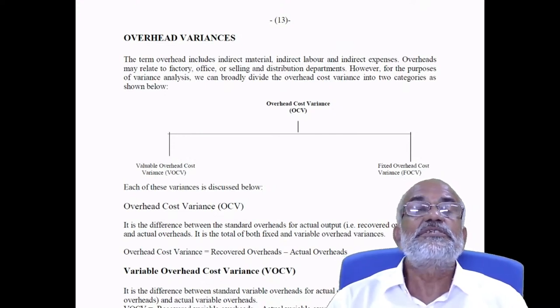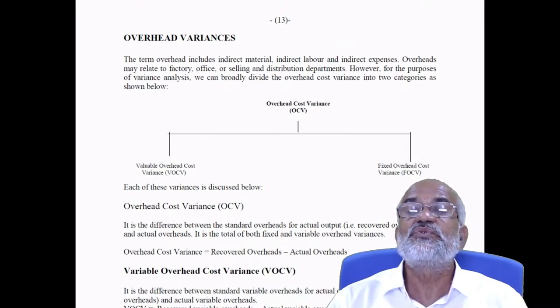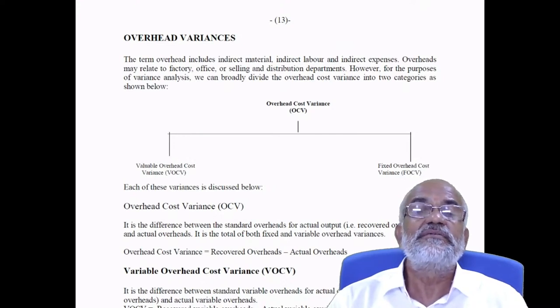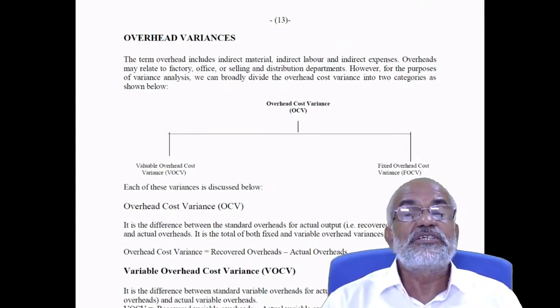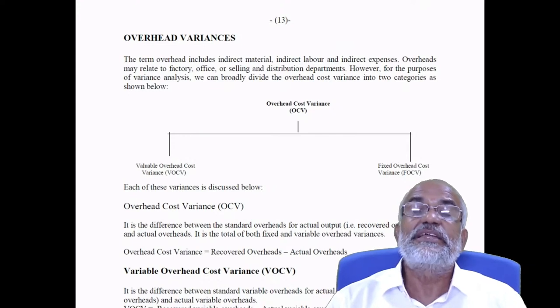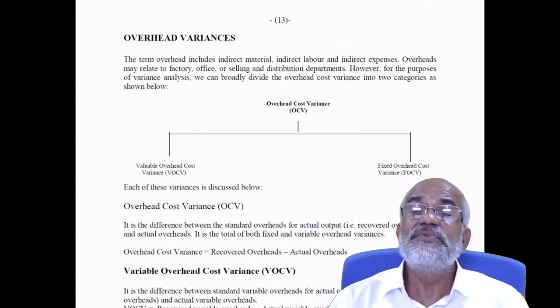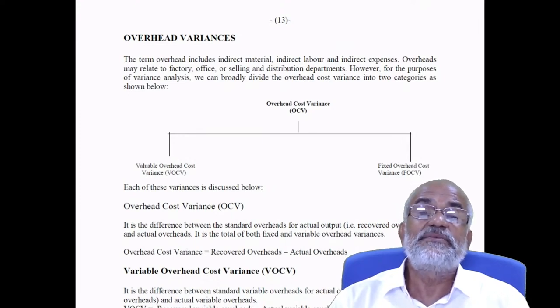However, for the purpose of variance analysis, we can broadly divide the overhead cost variance into two categories, shown below. One is variable overhead cost variance and the other is fixed overhead cost variance, VOCV and FOCV. Each of these variances is discussed below.